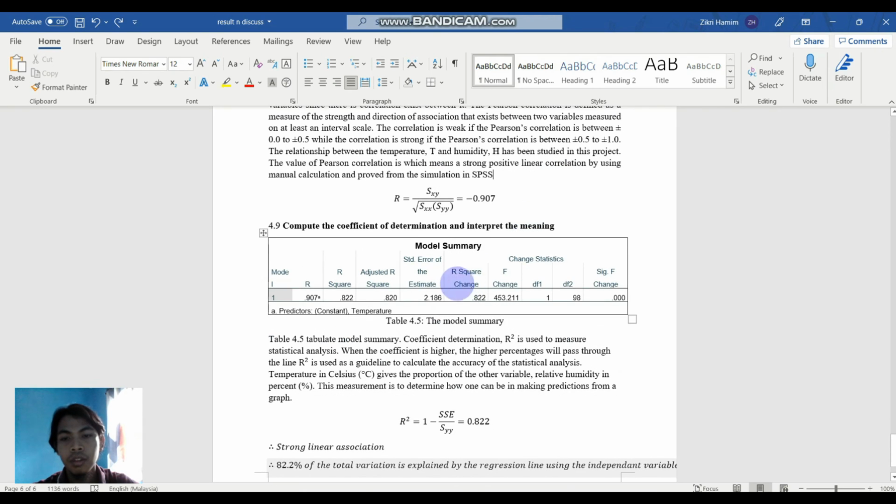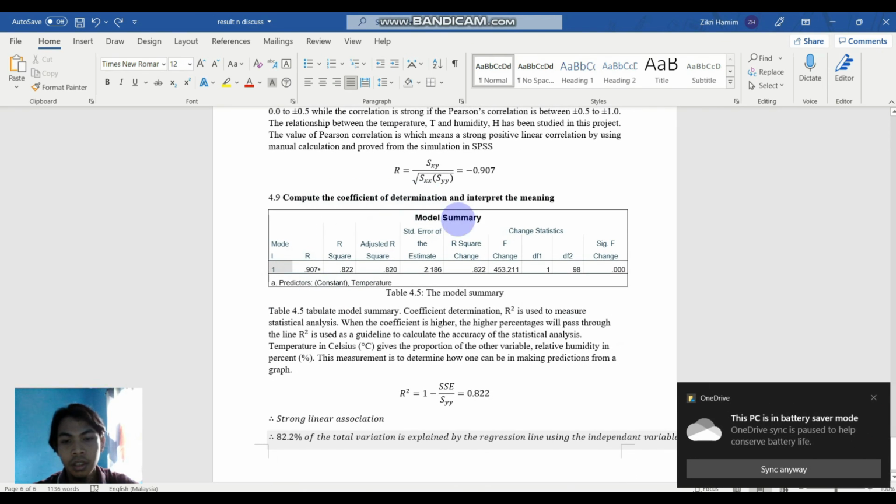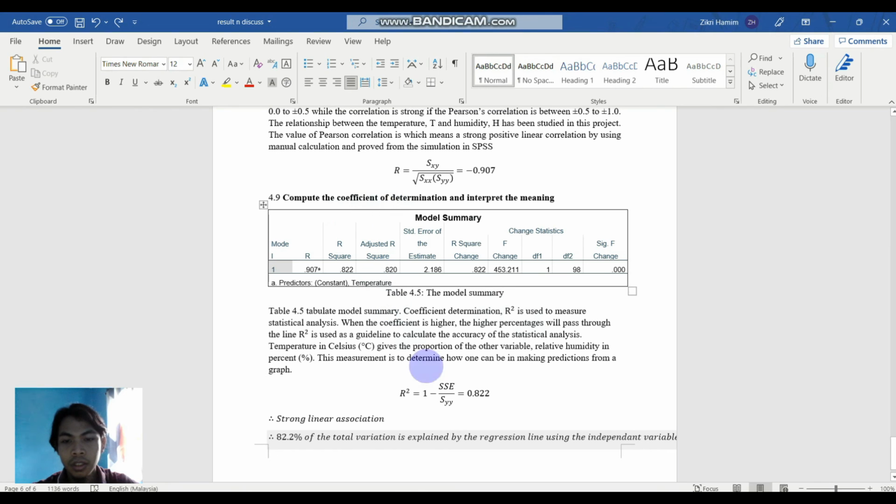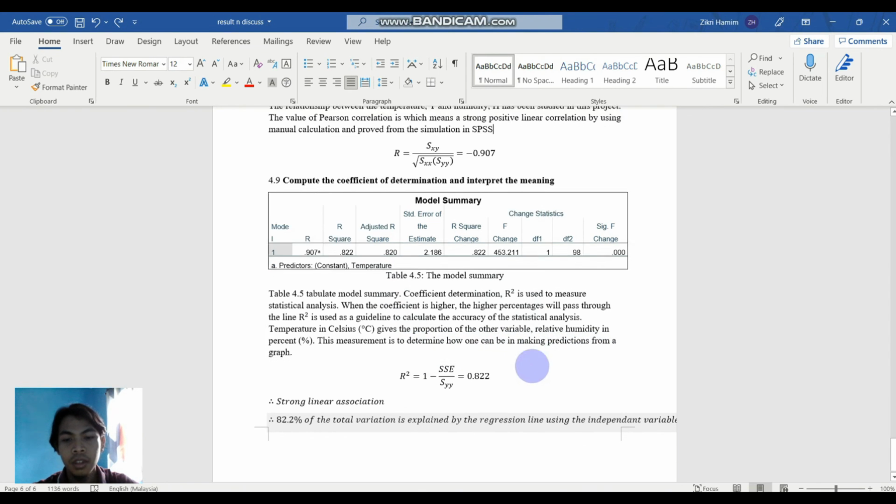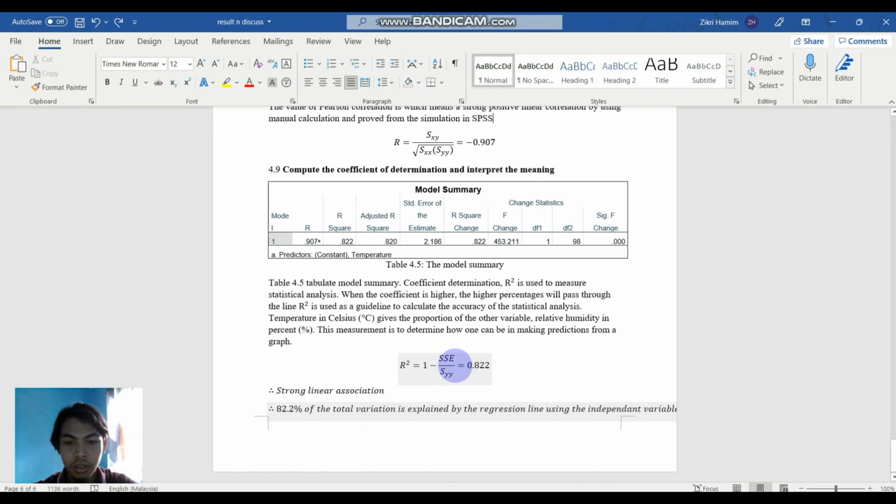And lastly, we will compute the coefficient of determination. So this coefficient is to determine how one can make prediction from a graph. So here are the formula for the coefficient of determination, and we get 0.822 value for the coefficient of determination. Hence, from the R, we got the strong linear association, and from the R square value, we got 82.2% of the total variation is explained by the regression line using the independent variables.